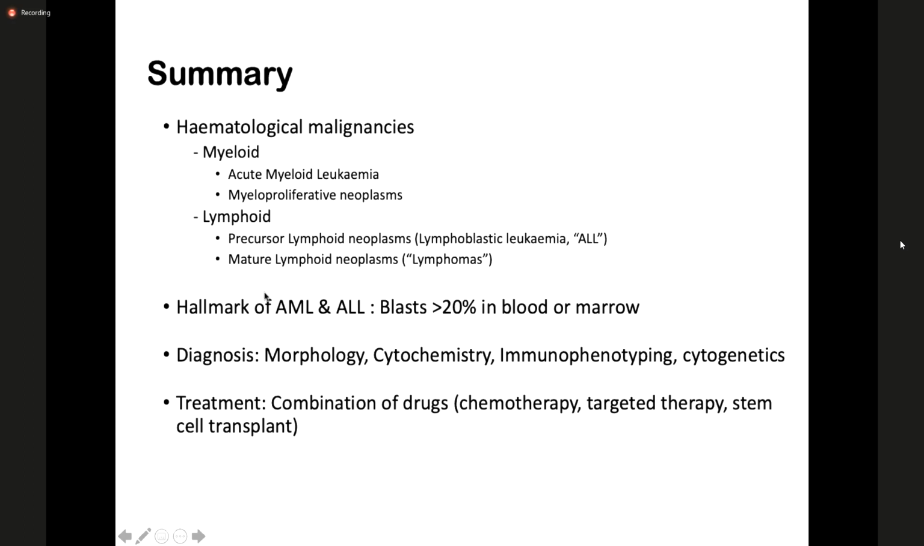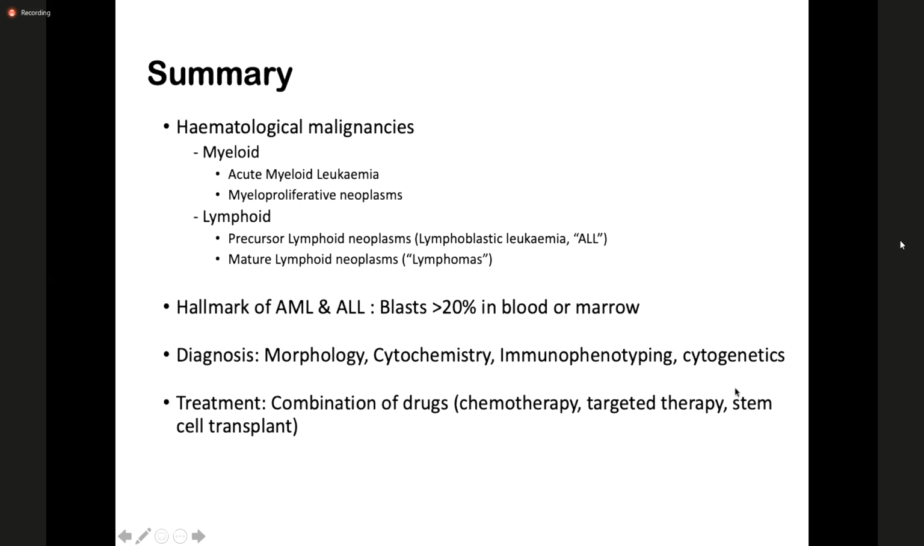And always at your level, you have to remember that we call it acute leukemia when there are more than 20 percent blasts in blood or bone marrow. For the diagnosis, we discussed the morphology and how it helps narrow down your diagnosis, and the cytochemistry. We also discussed immunophenotyping, which we can do by immunohistochemistry in tissues or by flow cytometry in fluid, when the specimen is fluid.